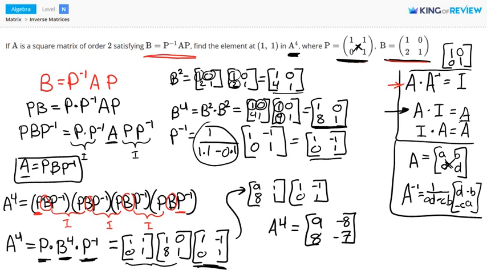And again, we wanted to find the entry that's at position 1, 1, which is row 1, column 1. And that's right here. And that's a 9. So 9 is the final answer.